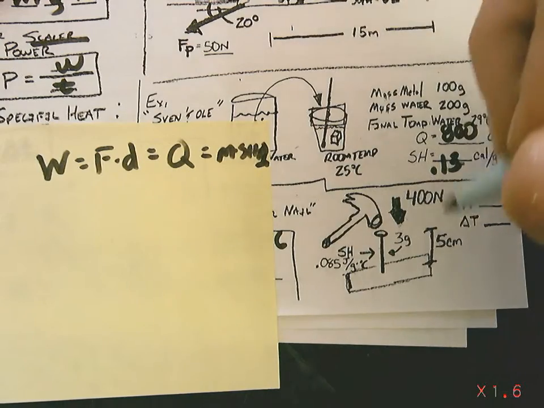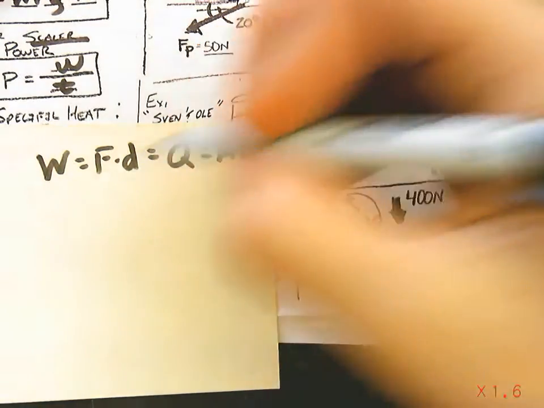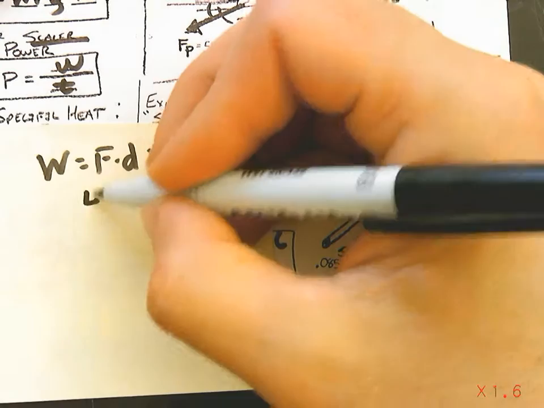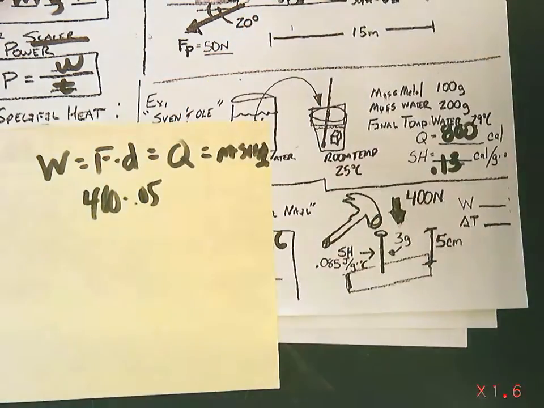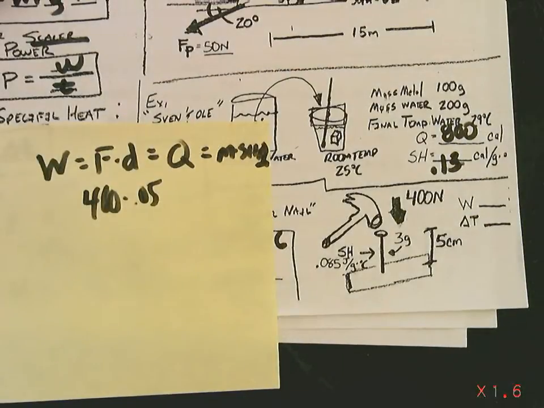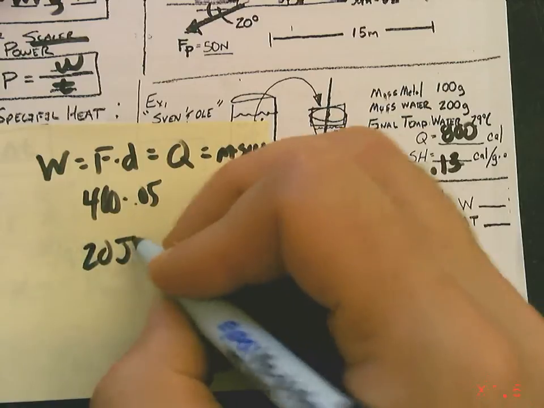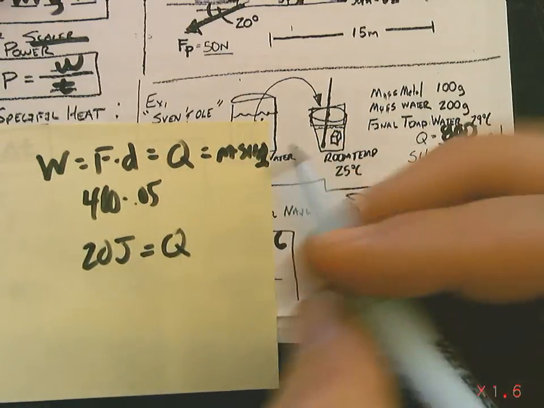So we begin by putting in our force, 400. Put in our distance, 0.05, because it's got to be in meters. Newton meter gives you joule. 400 times 0.05 is 20. So we did 20 joules of work, and that equals the heat.